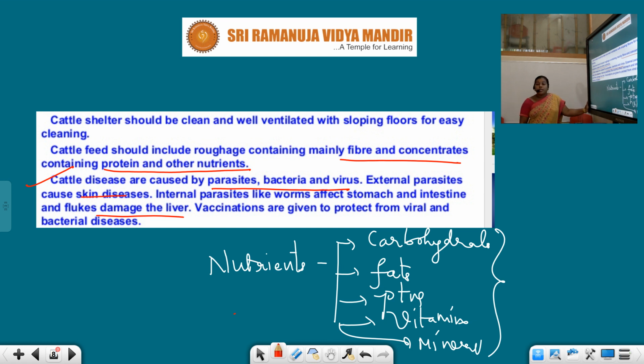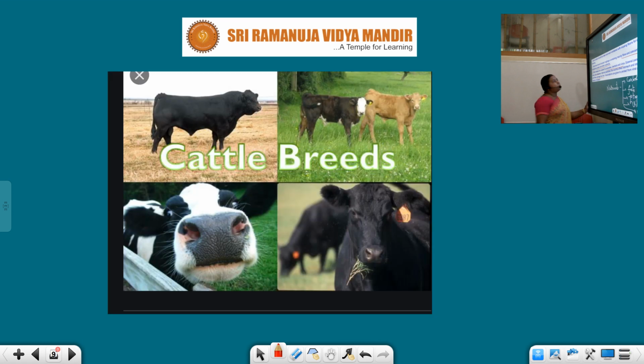Now and then, veterinary doctors give vaccinations to many cows and buffaloes in order to protect them from dangerous and dreadful diseases, right?